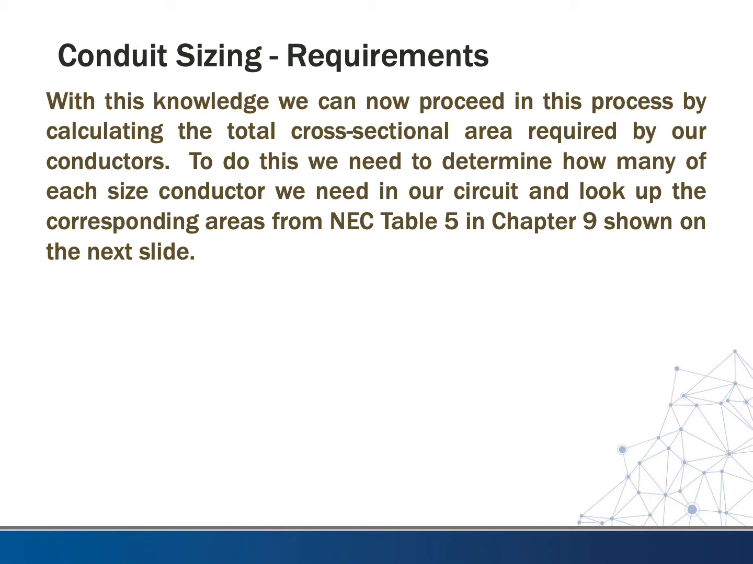So with this knowledge, we can now proceed in this process by calculating the total cross-sectional area required by our conductors. To do this, we need to determine how many of each size conductor we need in our circuit and look up the corresponding areas from National Electrical Code Table 5 in Chapter 9, and we'll look at that on the next slide.